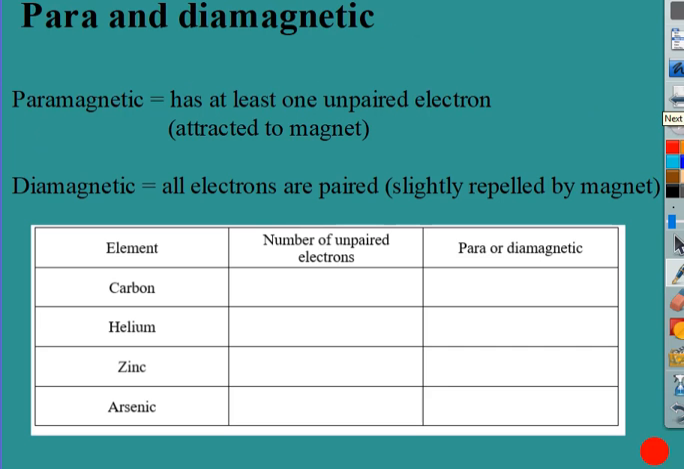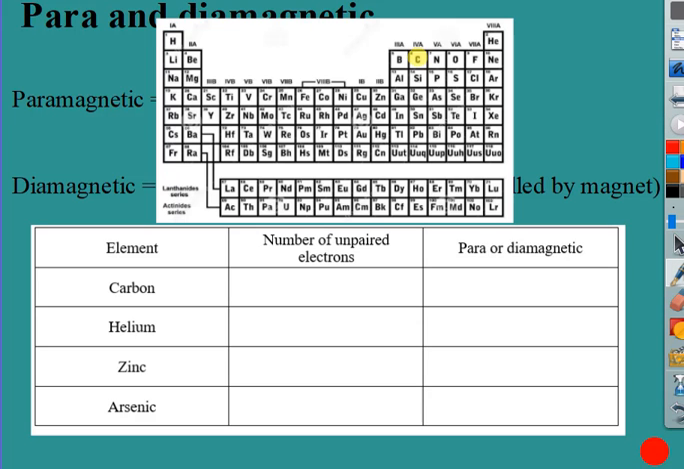And finally, para and diamagnetic. Paramagnetic means that you have at least 1 unpaired electron. And so if it's paramagnetic, it's going to be weakly attracted to a magnet. Diamagnetic, all the electrons are paired, and they're going to be slightly repelled by the magnet. So to figure out how many unpaired electrons an element has, you need to look at where it's at on the periodic table. So there's carbon. You need to say, is it in the S, the P, the D, or the F? It's in the P, and it's in 2p2.